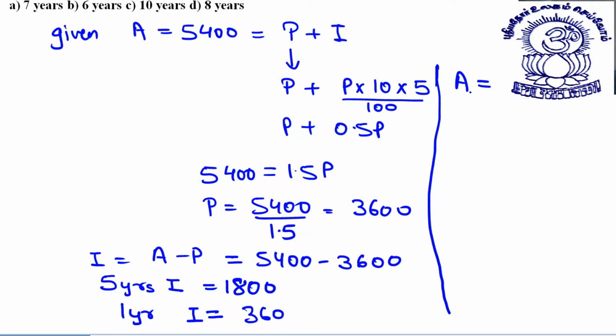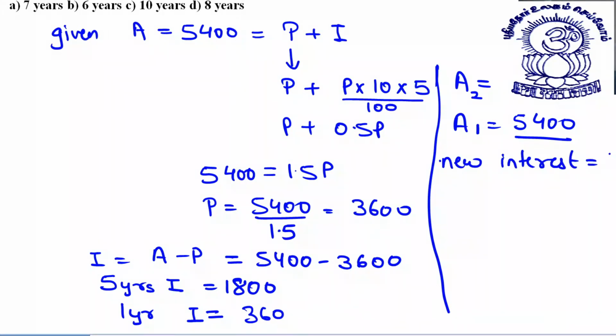Okay, let's say this is the second amount. What is the first amount? The first amount was 5400. That way, see, this is extra interest or new interest. So this new interest is equal to 720, or I can write 720 as 360 into 2. That means interest for 2 more years.